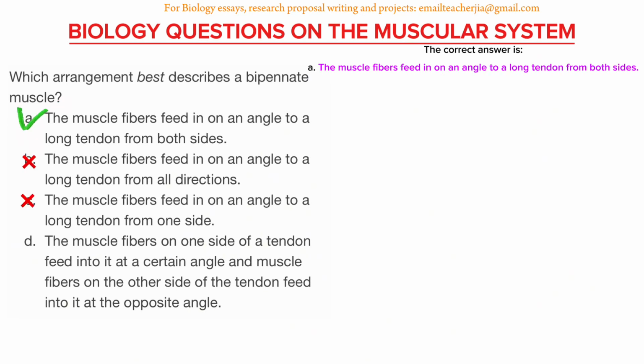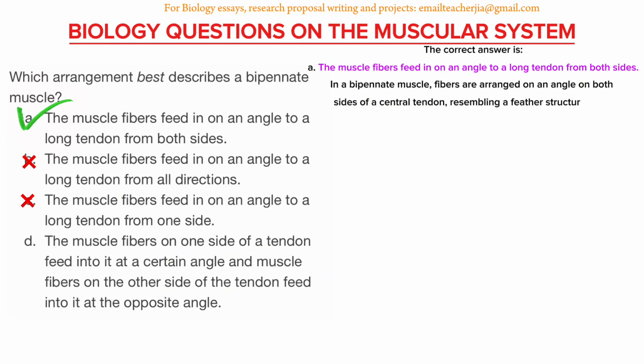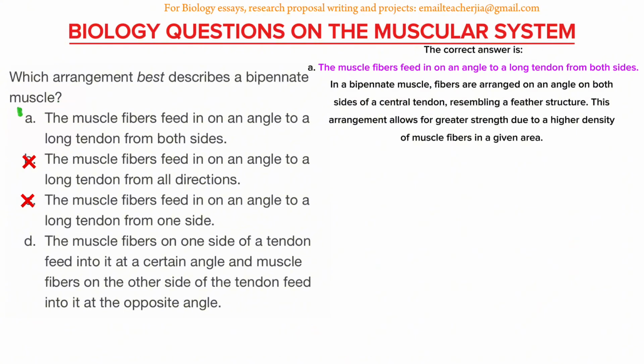We had talked about unipennate, bipennate, and multipennate in a previous video. I'll put a link in the description. So that is a description of a bipennate, where the muscle fibers feed in on an angle to a long tendon from both sides. In a bipennate muscle, fibers are arranged on an angle on both sides of a central tendon, resembling a feather structure. This arrangement allows for greater strength due to a higher density of muscle fibers in a given area. So that is our answer.